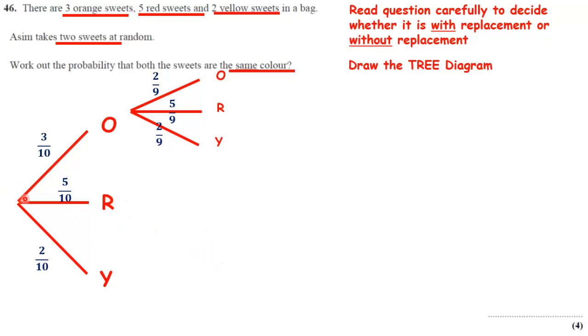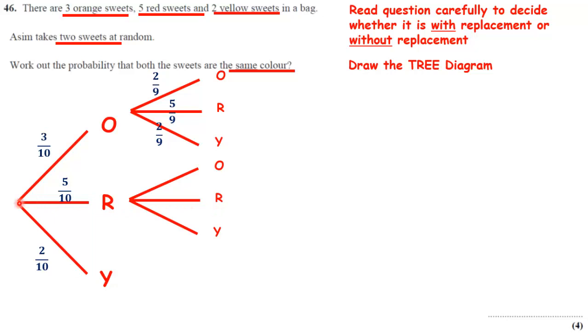Let's look at this here. If I picked a red one first, right, I could still get orange, red, or yellow the second time. Now, if I picked a red one first, what's the probability that I'll pick a red one the second time? Okay, so that's his second sweet.